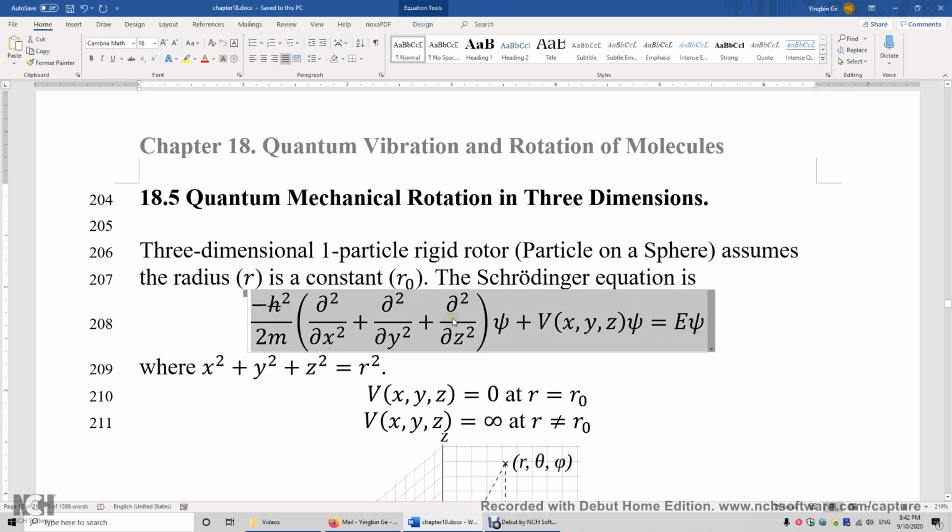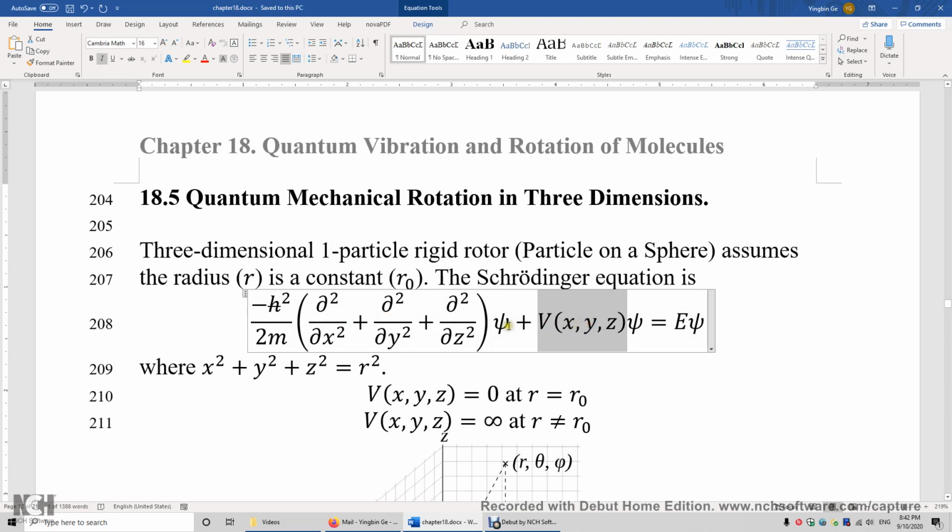On the left-hand side, you are looking at H psi. On the right-hand side, it's E psi. H is a Hamiltonian. H is the sum of the kinetic energy operator and the potential energy operator.